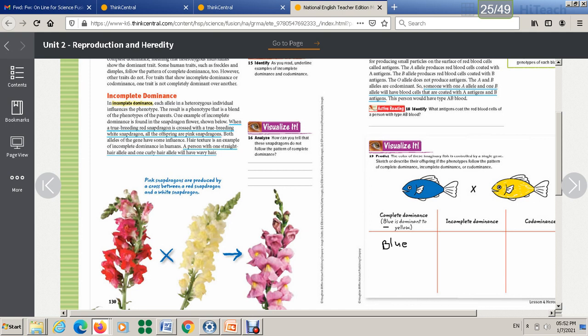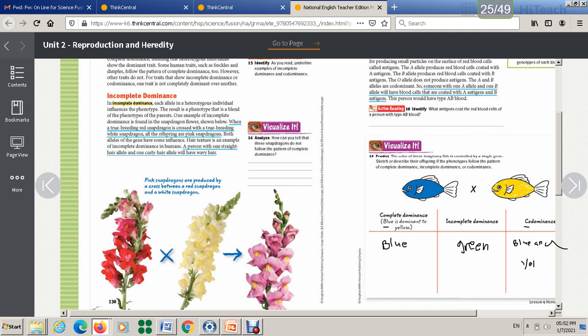Okay, what about incomplete dominance? For incomplete dominance, it's going to be a blend of blue and yellow, it's going to be green, right? What about codominance? If these genes together, blue and yellow together, it's going to be blue and yellow, right?